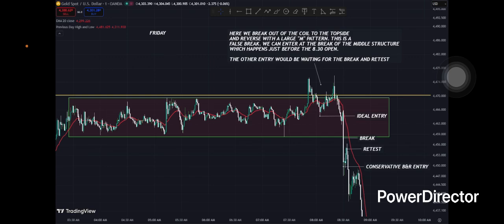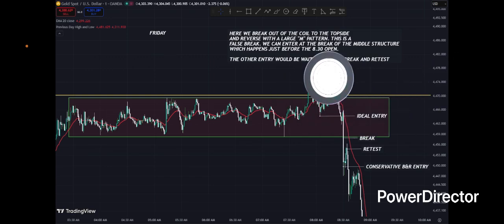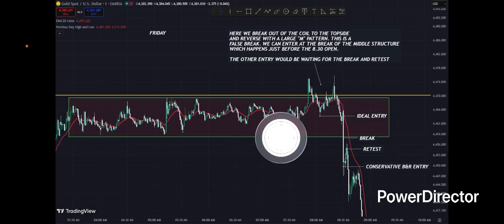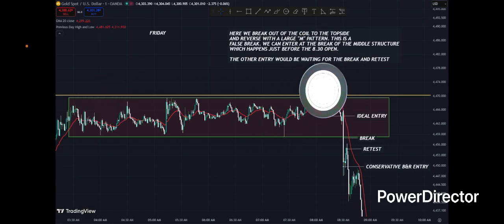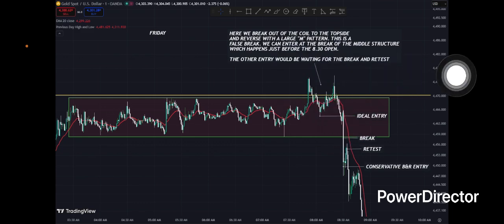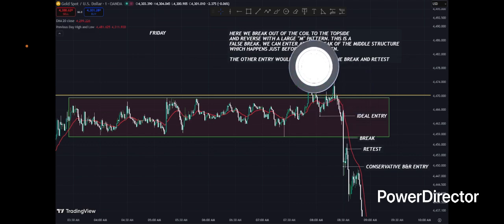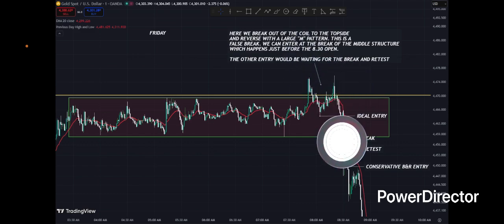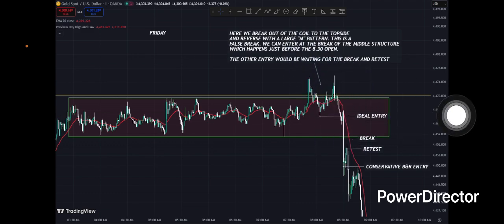So you can see here, we break out of the high of that box, okay? We print a large M pattern on this 1 minute chart, okay? This is what we might call a false break, okay? We break out of the high, but then we immediately trade back into that box, okay? So we have effectively had a false break of the high of that coil or of that box.